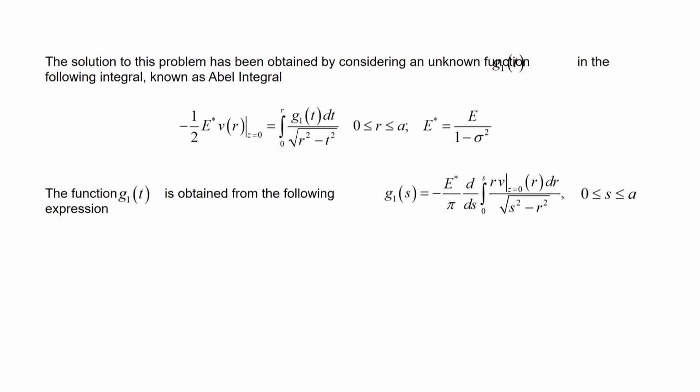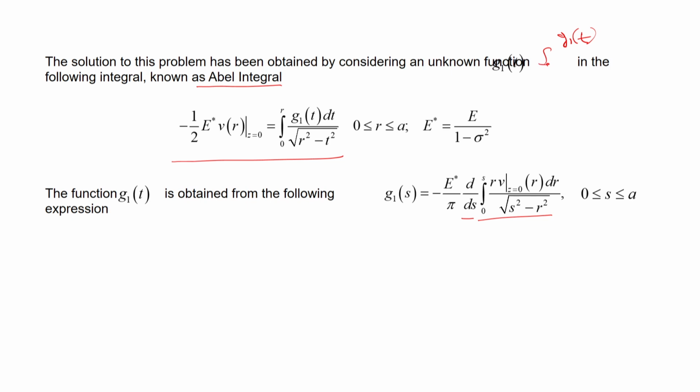So, that solves the problem, as I said, by using what is known as the Abel integral. Here there is an unknown function, g1(r) is defined, let us say g1(t), that is found by using this equation. That is the way it is, that V(r) depends upon this g1(t) function. And how is this g1 obtained? The g1 is obtained by integration and then this differentiation, basically by this expression.